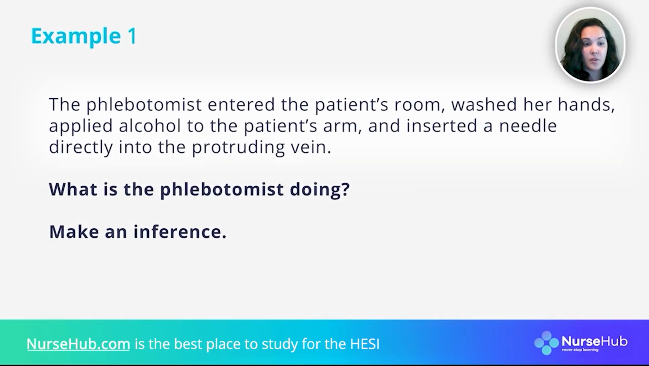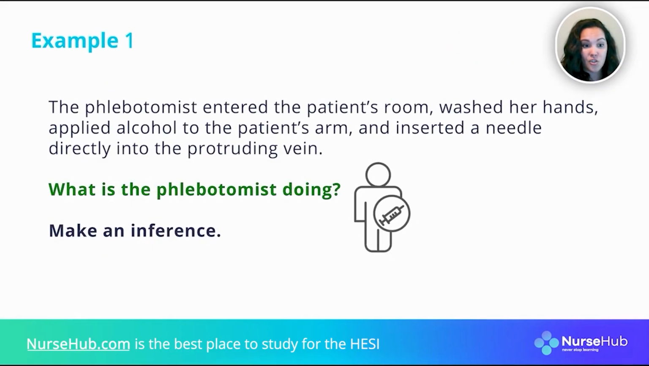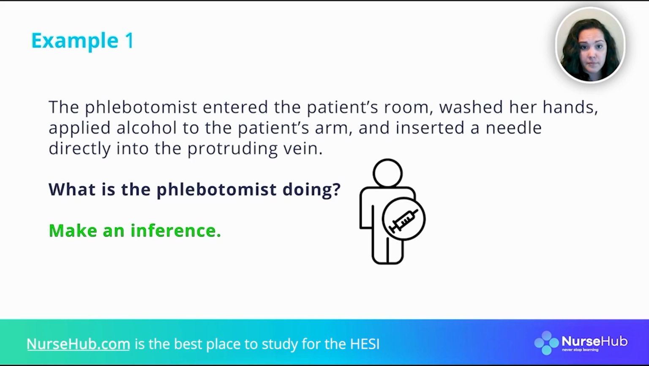Here's our first example. The phlebotomist entered the patient's room, washed her hands, applied alcohol to the patient's arm, and inserted a needle directly into the protruding vein. Here's my question for you. In general, what's that phlebotomist doing? Make an inference.